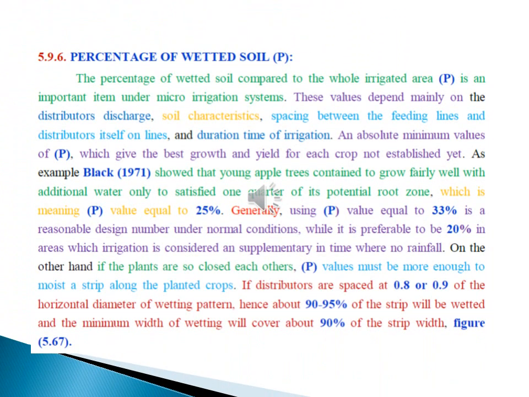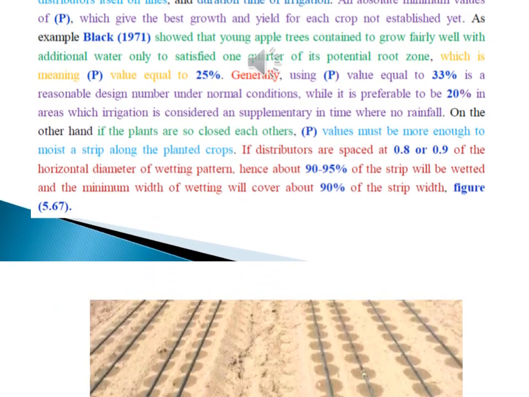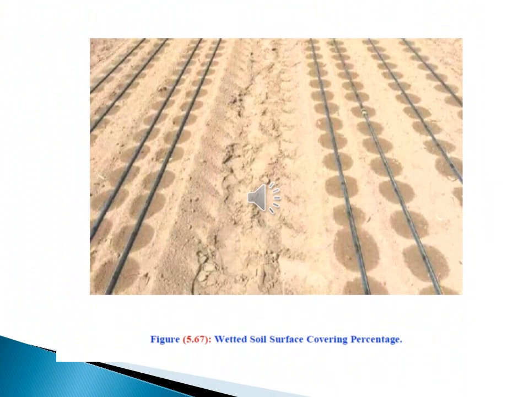The percent of wetted soil compared to the whole irrigation area is an important item in a micro-irrigation system. These values depend mainly on the emitter itself, soil characteristics, spacing between the feeding lines and the distributors on the line, and duration of irrigation, as you see in the enclosed figure showing the wetted soil surface shape and percent.